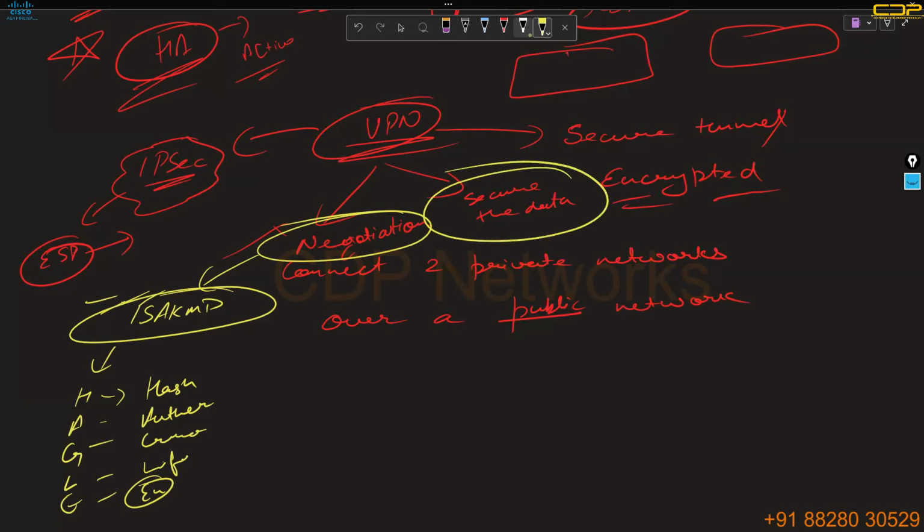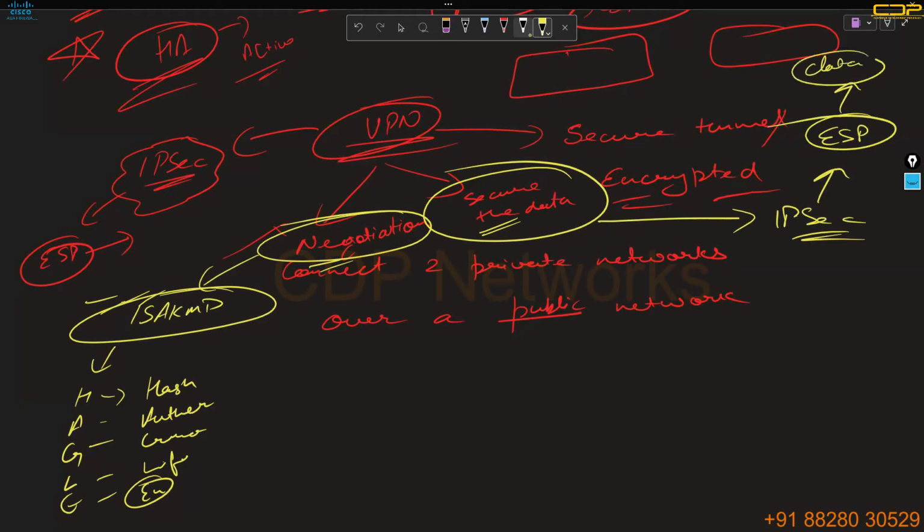So VPN has two functions. One is negotiation and one is to secure the data. To secure the data, we have one protocol known as IPsec. Here IPsec uses one protocol, ESP. This ESP will protect your data, or you can say encrypt your data. So whenever someone asks you the definition of the VPN, you will say that it is used to connect two private networks over a public network.